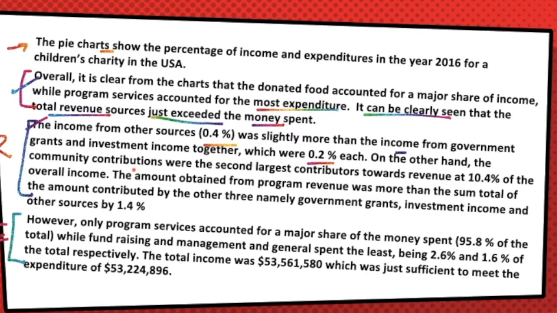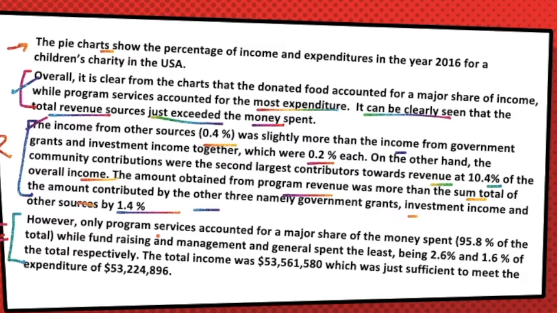On the other hand, the community contributions were the second largest contributors towards revenue at 10.4 of the overall income. The amount obtained from program revenue was more than the sum total of the amount contributed by the other three, namely government grants, investment income, and other sources, by 1.4%. So this is the expenditure side.